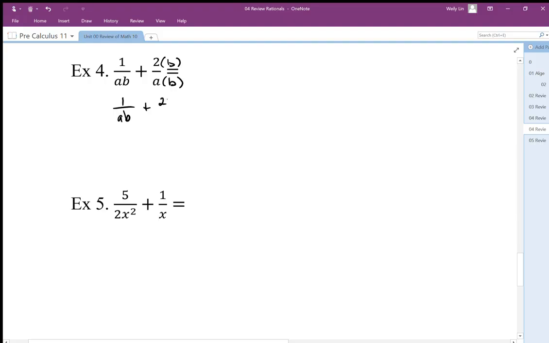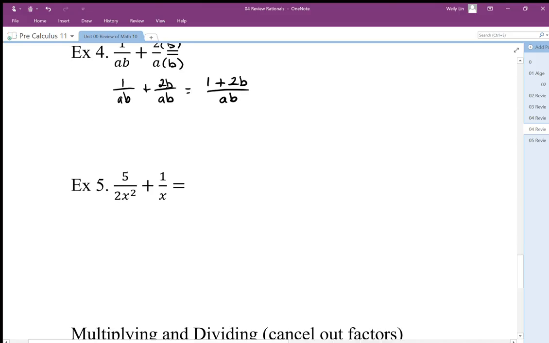plus 2b over ab. And again, when I add the numerators, I have to make sure I don't add this to this. This is 1s, this is b's. We cannot combine those together. So we're going to have 1 and 2 b's all over the denominator of ab, whatever ab is. We have no idea what it is, but we know that it's common, and we can count these in terms of the ab in the denominator.